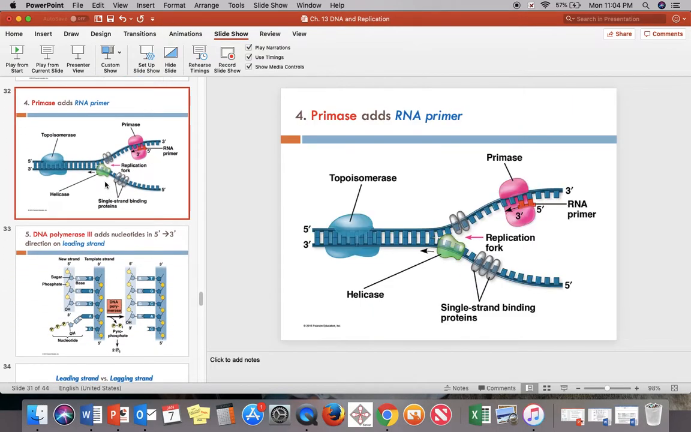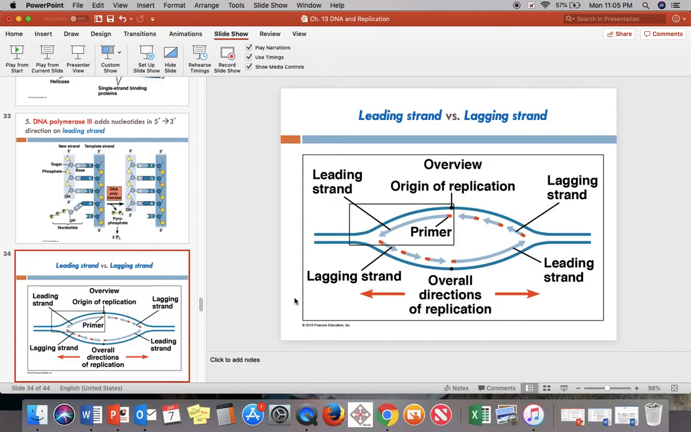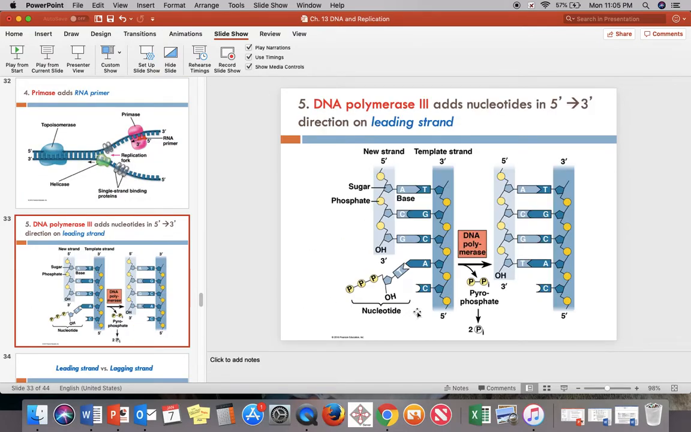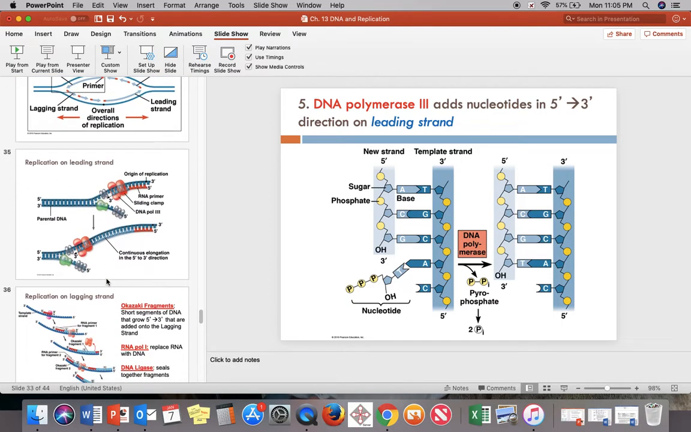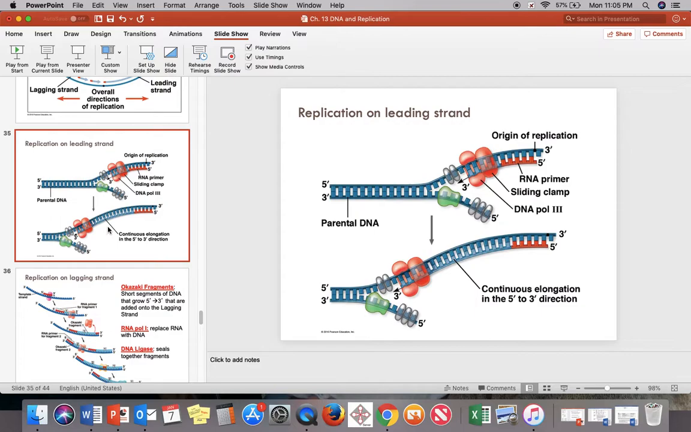Let's see. This one talks about primase. Like I said, it puts that RNA primer on, saying, hey, start here. Okay, this goes through leading versus lagging. Some students don't like these notes here because they feel like it's a little too confusing. So if it confuses you, please don't look at them. Only look at things that help you, okay?